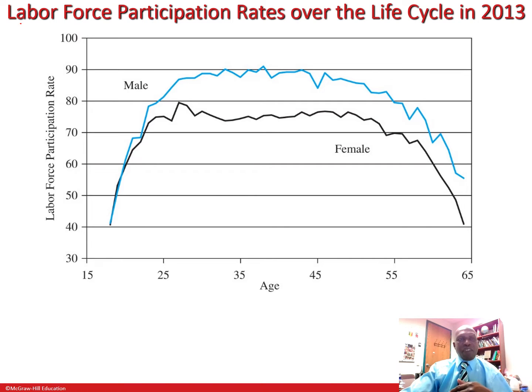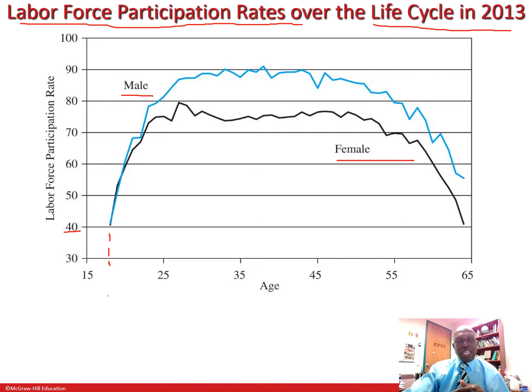This is the graph of the labor participation rate over the life cycle in 2013. As you can see, both the male, represented by the blue line, and the female, represented by the black line, start working at the age of 18. So the labor participation rate for both female and male is 40%.